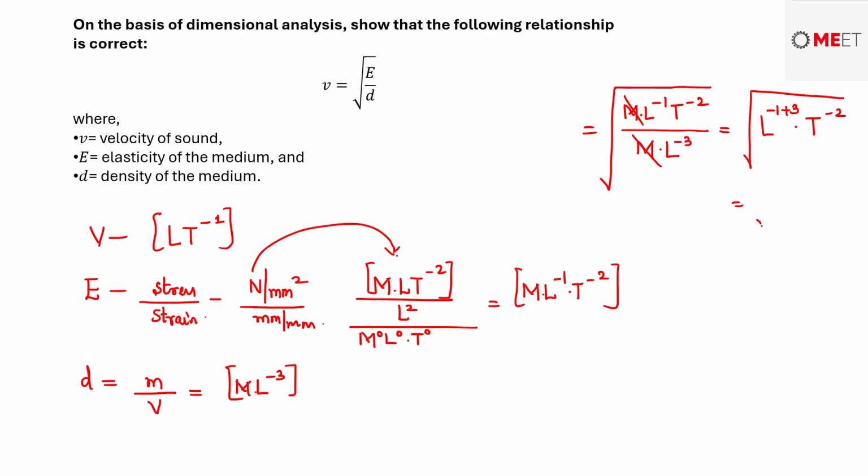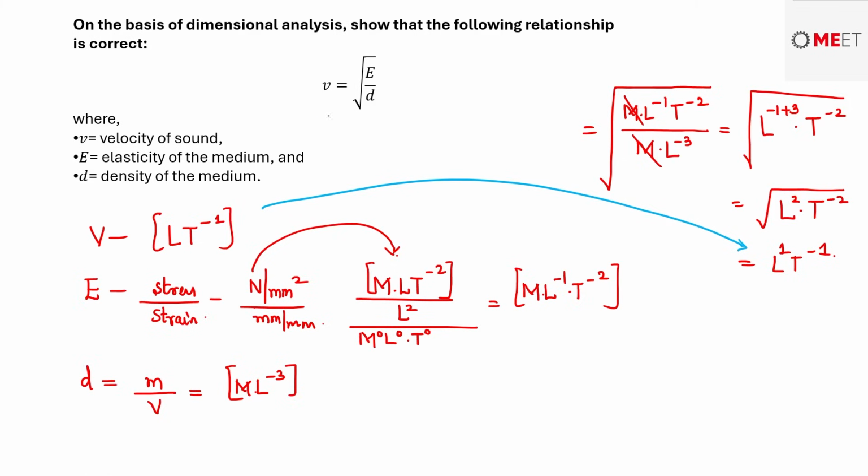This would be L power 2 T power minus 2, and under root of this would be L power 1 T power minus 1. So this is matching with the dimensional formula of the velocity. So the given equation is correct.